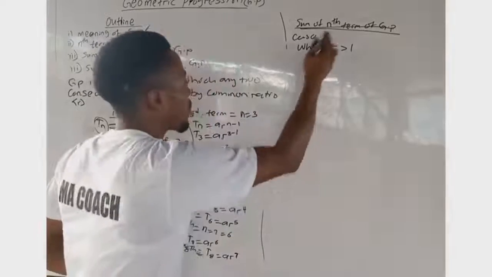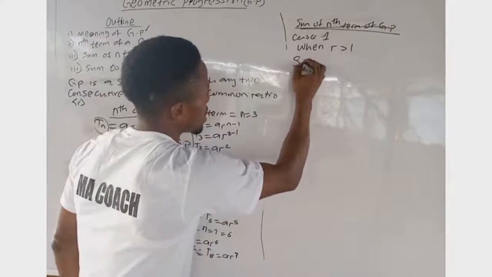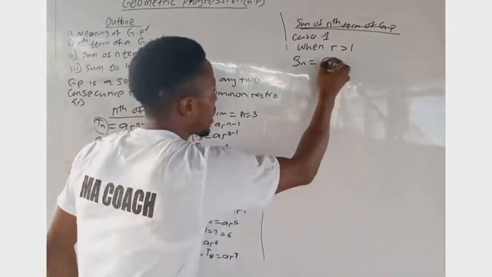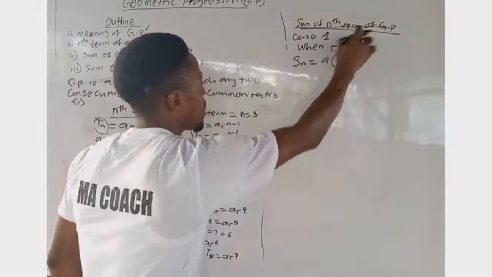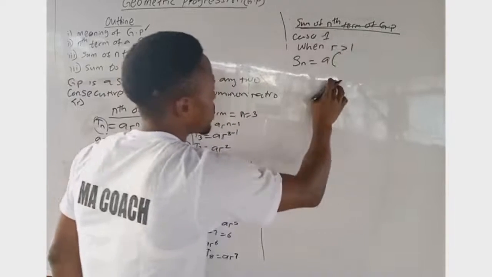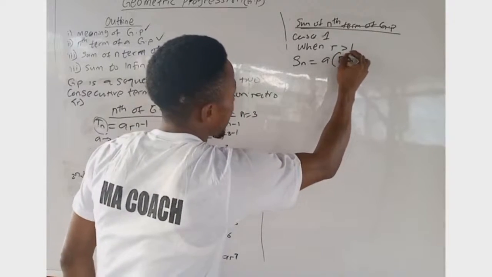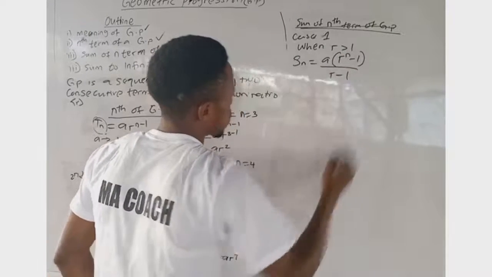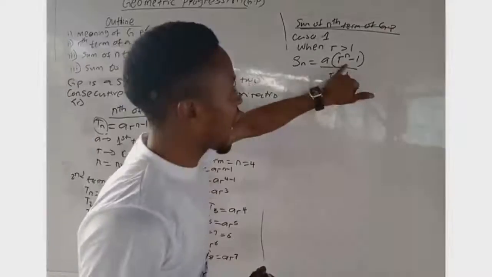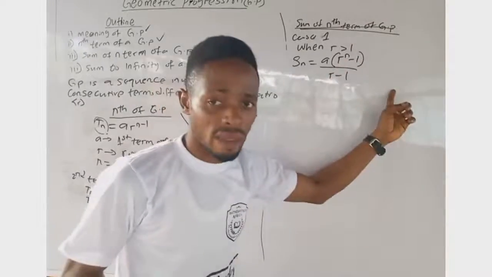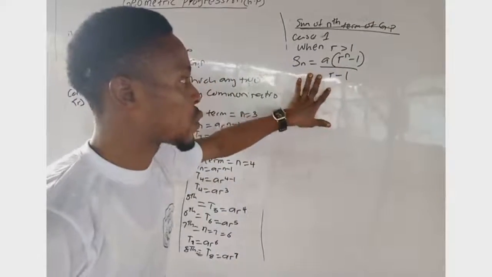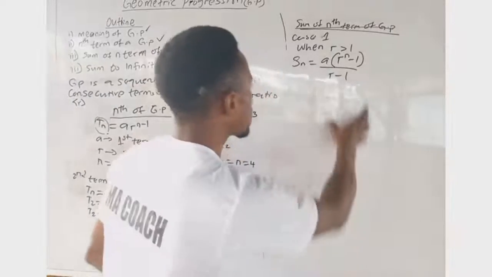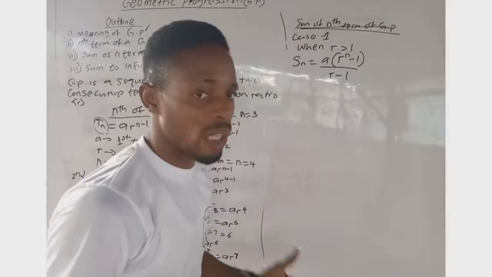So the sum of the nth term of a GP, Sn, is equal to, the formula is given as a into brackets r raised to the power n minus 1, close bracket, over r minus 1. It means that this r is greater than 1. So this is the formula you use anytime your r is greater than 1, to calculate the sum of a GP.